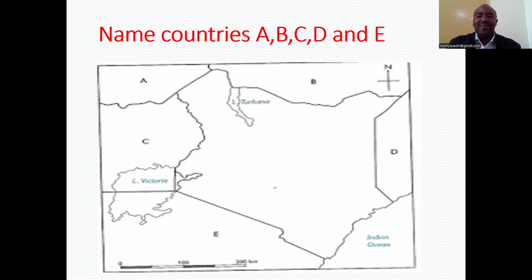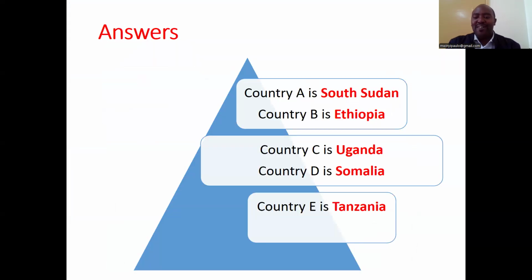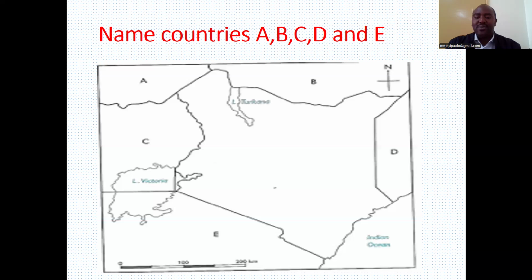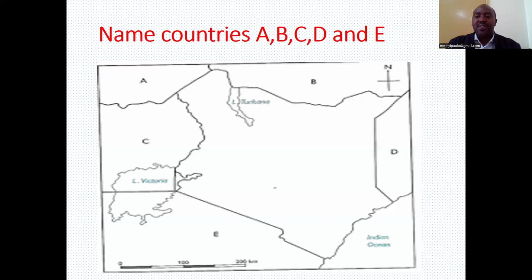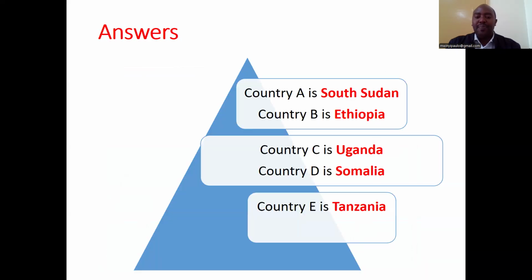Wonderful. Now, let me give you the answers, then you compare. Country A is South Sudan. Country B is Ethiopia, that borders Kenya to the north.